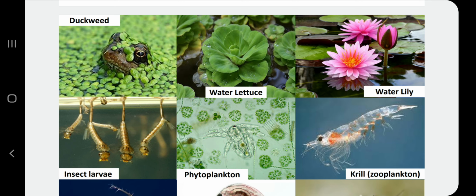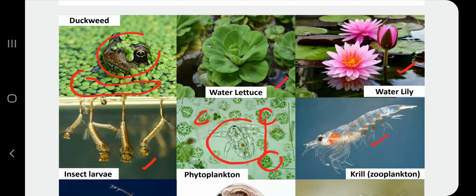So we have duckweed. So duckweed actually yang ni lah. Okay, not this one. This one is frog. Okay, and then we have water lettuce, which is a floating plant. Means that dia punya root is not attached to the base of the water. And then we have water lily, which is a floating plant too. And then we have insect larvae, probably maybe mosquito larvae. And then we have phytoplankton, which is the green one. And for the middle, I would say this is zooplankton, but I'm not quite sure of the species name.